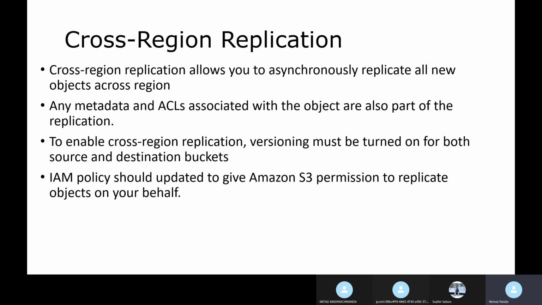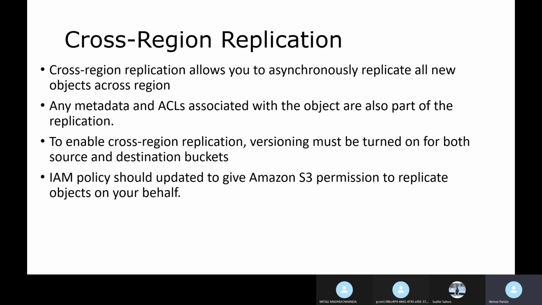To enable cross-region replication, versioning must be turned on for both source and destination buckets. So this is the initial condition, that your versioning must be turned on for both the source and destination buckets. IAM policy should be updated to give Amazon S3 permission to replicate objects on your behalf. So your permission will also be updated, so that your bucket will copy those data to the destination bucket.